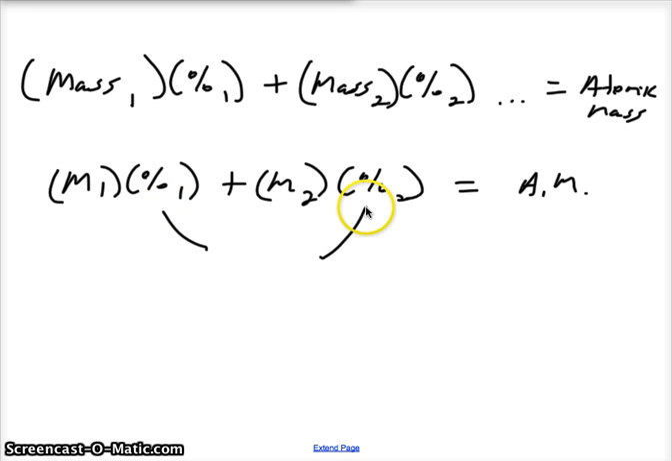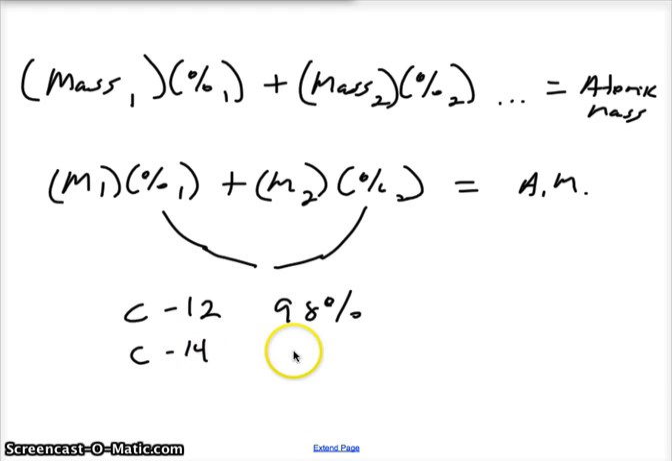Okay, now let's talk about this percent abundance for a second. This is what simply occurs in nature. If you looked at all carbon in the universe, there's going to be some carbon 12, there's going to be some carbon 14, and there's going to be a ratio of what those two are. I don't remember exactly what it is, but it's mostly carbon 12. So maybe 98% of all carbon in the universe is carbon 12, and maybe 2% is carbon 14. So that's your percents here.